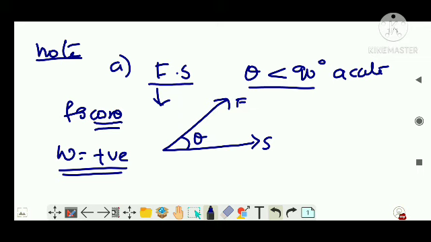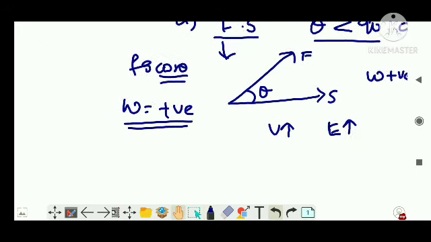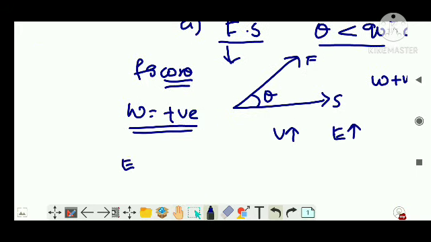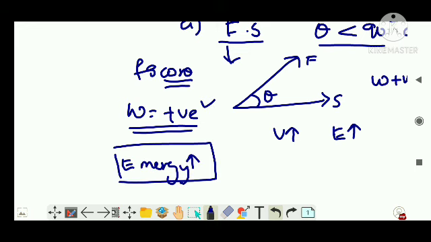Now what do you mean by work is positive? If work done is positive, that is, when you pull an object, the object will come along with you, so I can say the speed is increased. When the speed is increased, it means energy has increased. So when we have done positive work on a body, it means the energy of the body has increased. Remember, it is a very important criterion: when you are doing positive work, the energy has increased inside that body.